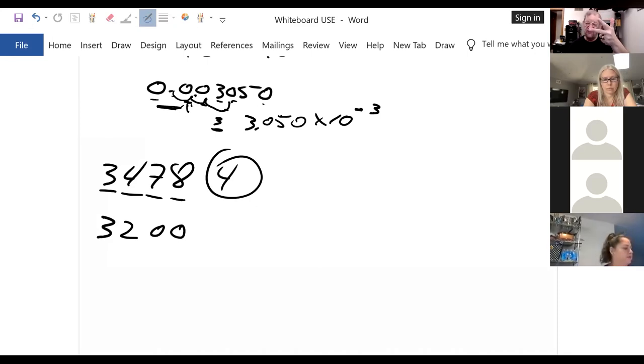Time's up. All non-zero numbers are significant. Zeros at the end without a decimal point are not. There's no decimal point there. So this would be two significant figures.